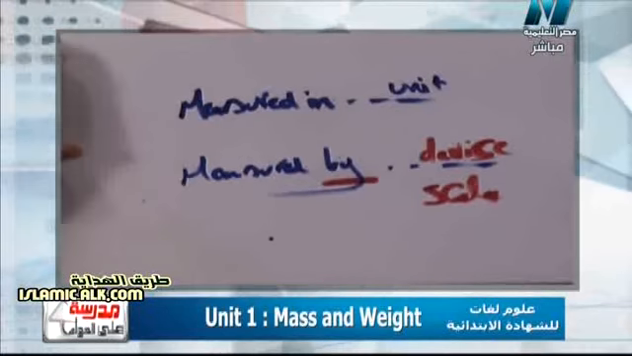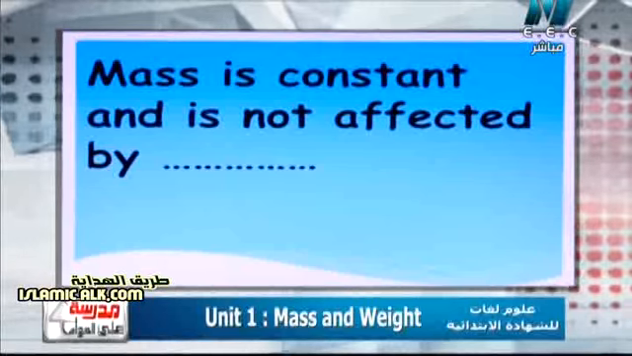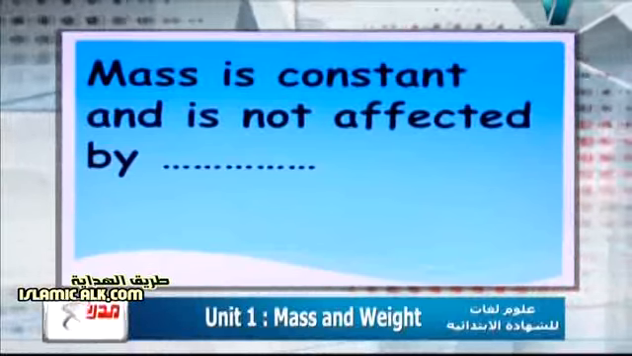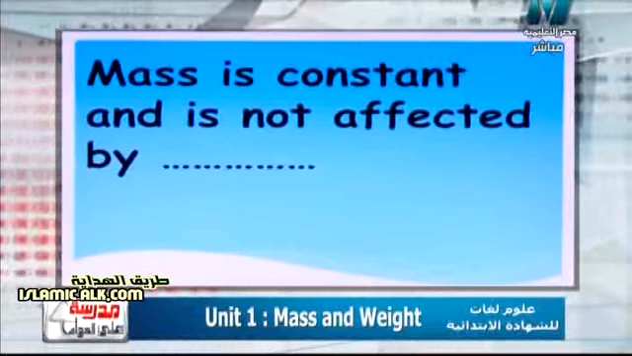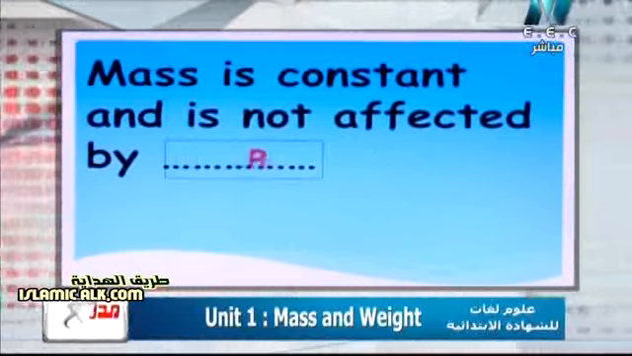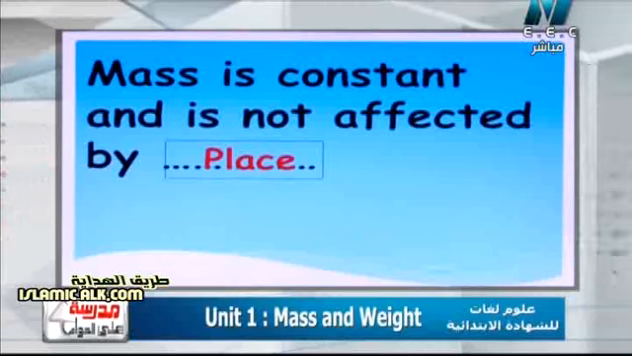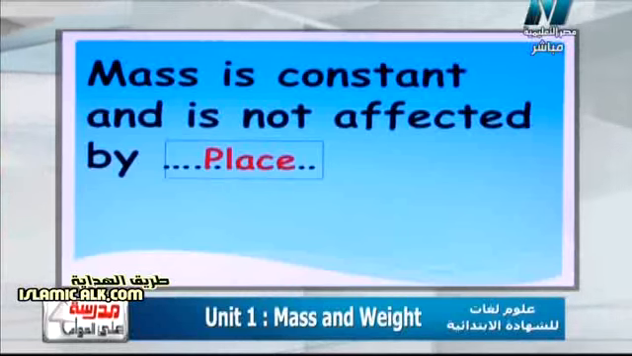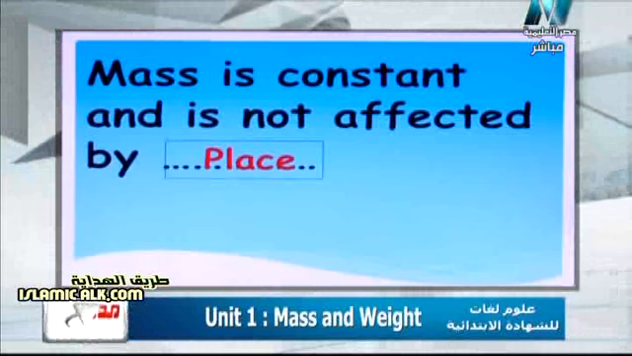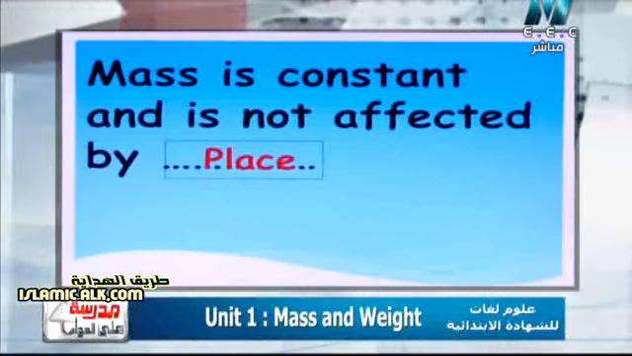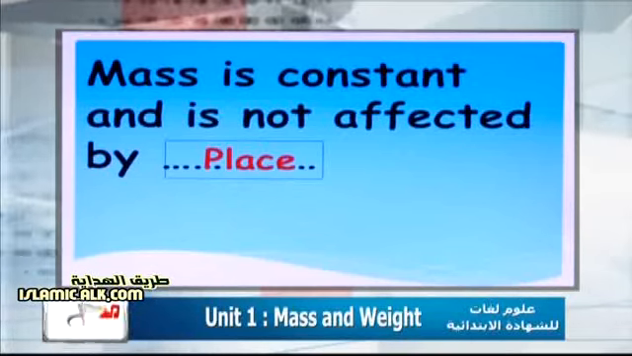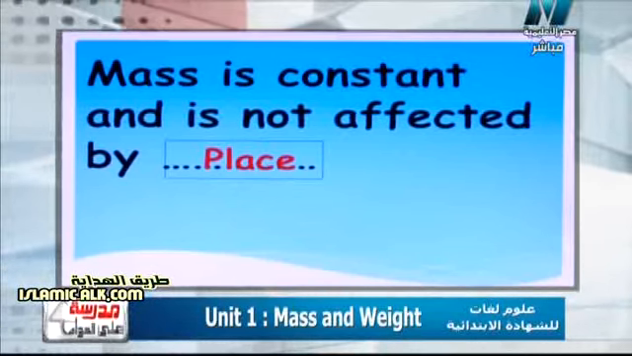So another question. Mass is a constant value and it isn't affected by what and what? Here I want the factors. Mass is constant and is not affected by, for example, place, for example, distance from the center of the planet and so on. So mass is constant and is not affected by place. I can also say mass is constant and is affected by changing the state of matter.